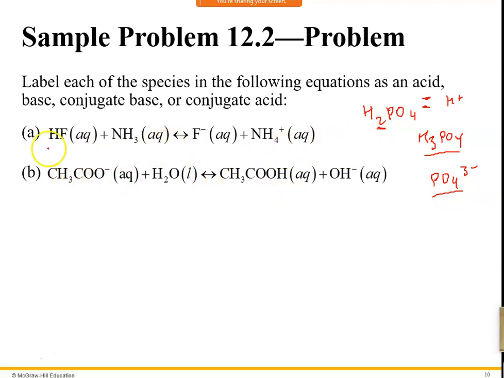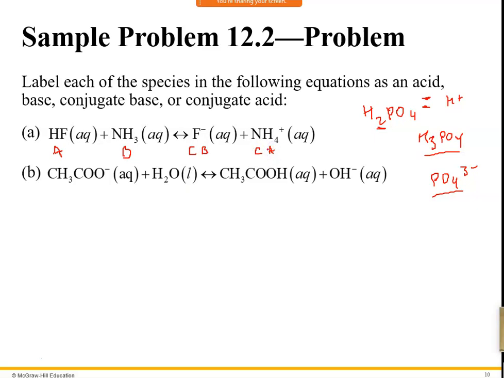So in this case, you can see that HF is becoming a negative charge, so it's donating its hydrogen. So this is acting as the acid. The ammonia is gaining the hydrogen, so it's acting as the base. So the F minus is the conjugate base, and the NH4 is the conjugate acid.